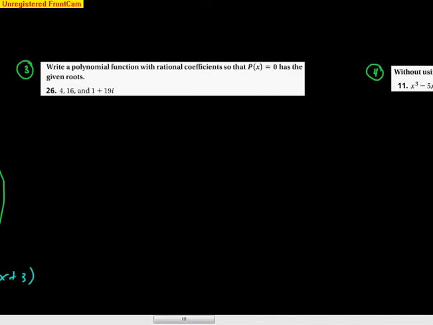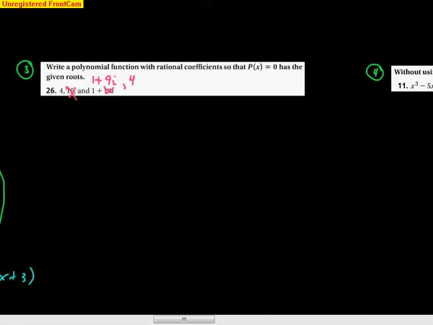Okay, next. I'm going to change this problem a little bit. It says, write a polynomial function with rational coefficients so that p of x equals 0 has the given roots. We're going to take away the 16, and we're going to change this 19 into a 9i. So this says 1 plus 9i, and then 4. Those are the two given roots.